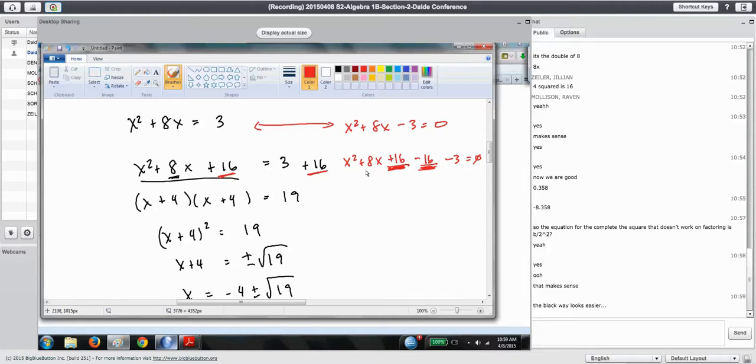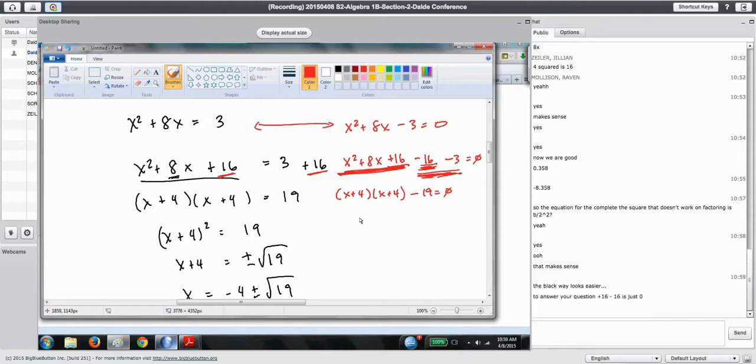See these first three numbers? That comes out to be x plus 4 times x plus 4. And then these last two numbers, that becomes negative 19 equals 0. That's the same thing. x plus 4 squared minus 19 equals 0. Yes, and Raven, exactly. To answer my question, plus 16 minus 16 is the same as just adding 0. And I can add 0 all day long, and I'm not being unfair.